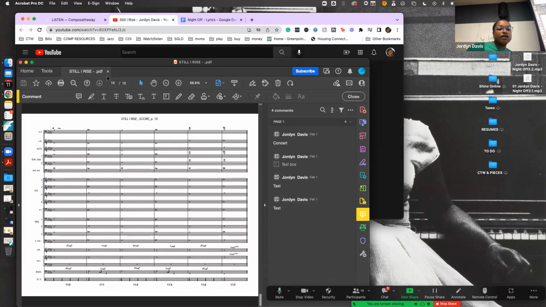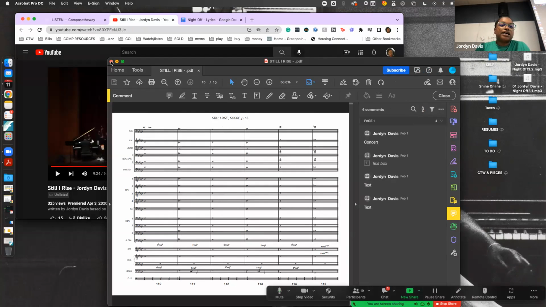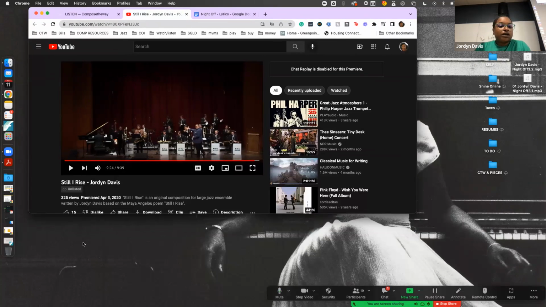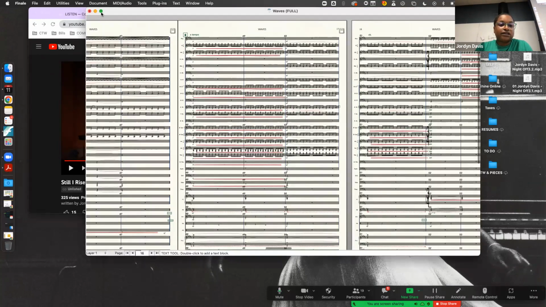I like to use a specific type of font and have it really spatially clear, because it's already hard enough managing a large ensemble score. So trying to keep things as clean and concise as possible is my motto. Okay, next, let's check out this wind ensemble madness.